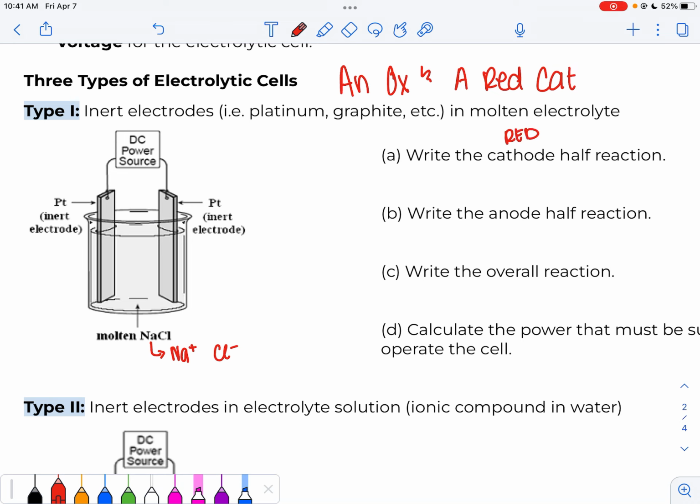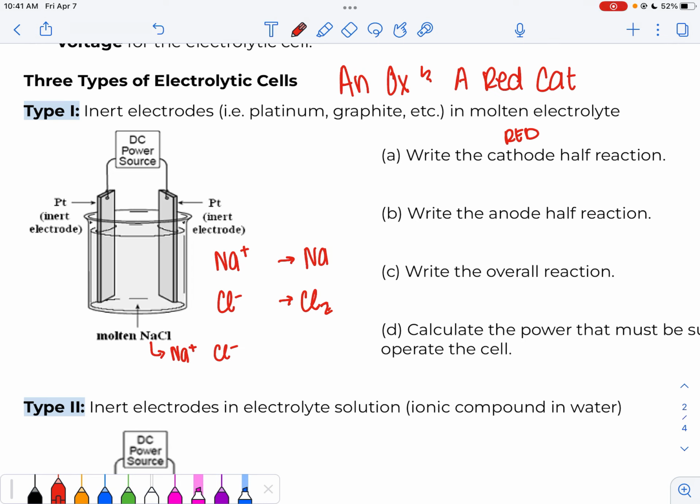So if we take a look at what's happening here, our two possibilities are that we have Na+ that's going to react to form Na solid. We have Cl- that's going to react to form Cl2. Okay, so which one's going to be oxidized, which one's going to be reduced? Well, in order for sodium to go from a +1 oxidation state to a 0 oxidation state, it had to gain electrons, so it must be being reduced.